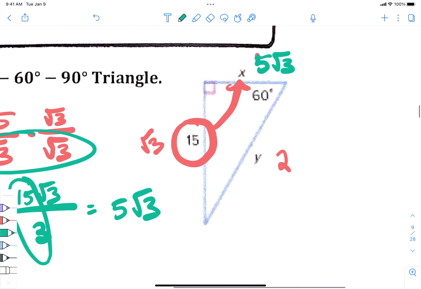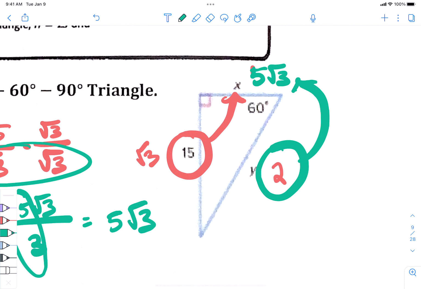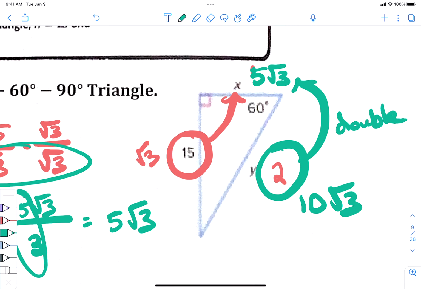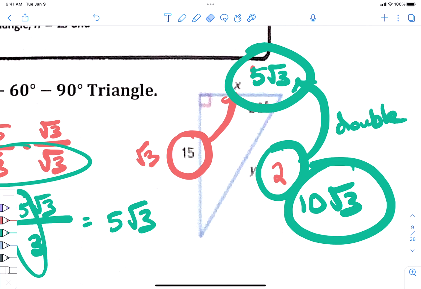Okay, now this side is double what that number is. So this is 10 square roots of 3. Does that make sense? Yeah? Okay, so that's how you work through those, right? There in that relationship. So I have 15, 5 square roots of 3, and 10 square roots of 3. That's what those are, right?